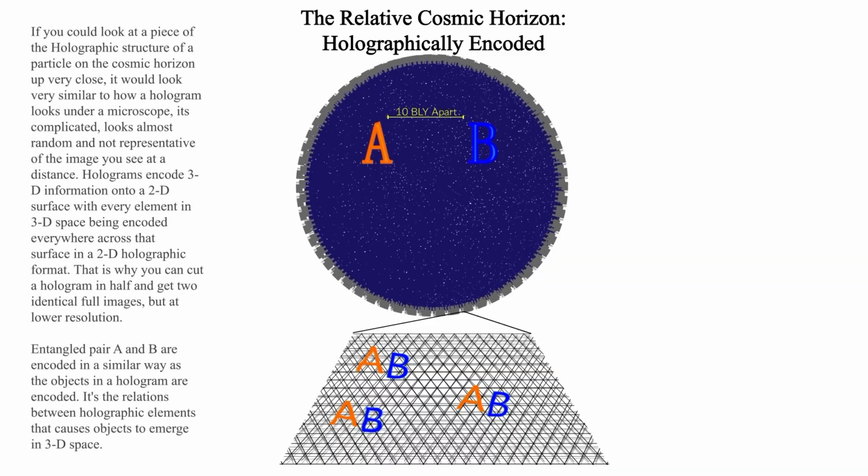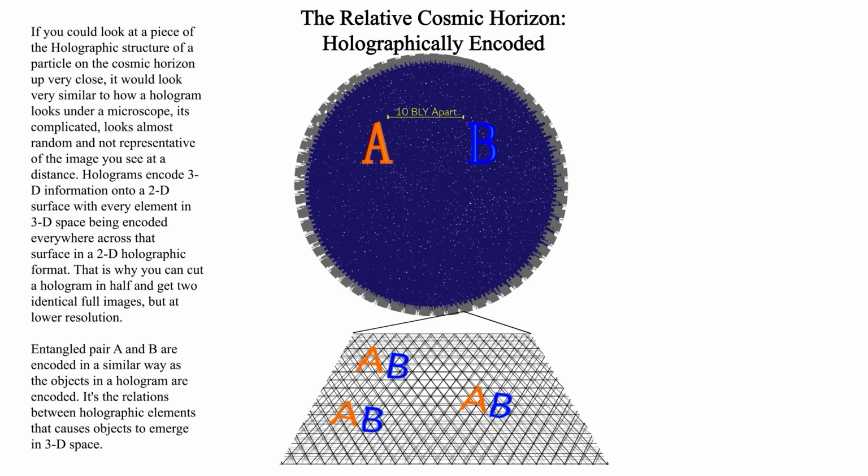If you could look at a piece of a holographic structure of a particle on the cosmic horizon up very close, it would look very similar to how a hologram looks under a microscope. It's complicated, looks almost random, and not representative of the image you see at a distance. Holograms encode 3D information onto a 2D surface, with every element of 3D space being encoded everywhere across that surface in a 2D holographic format. That is why you can cut a hologram in half and get two identical full images, but at lower resolution.